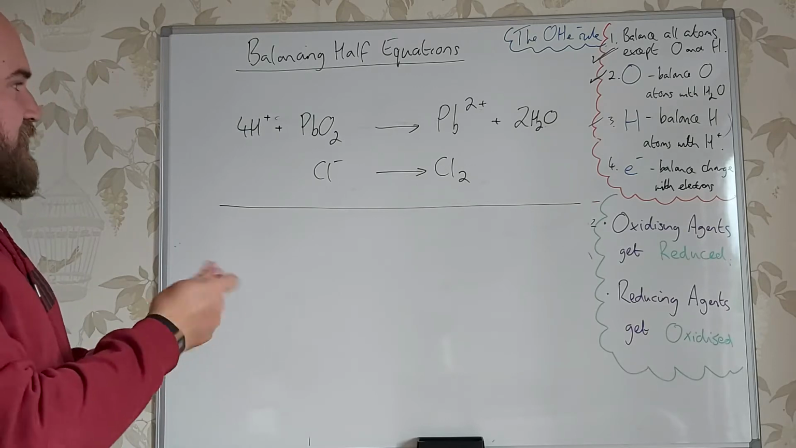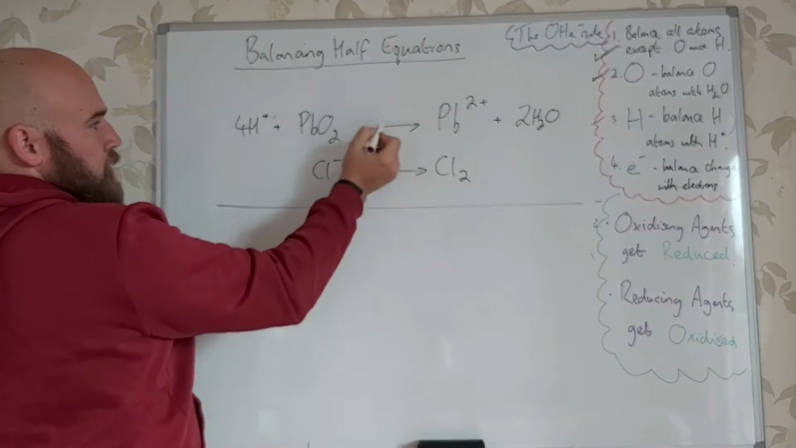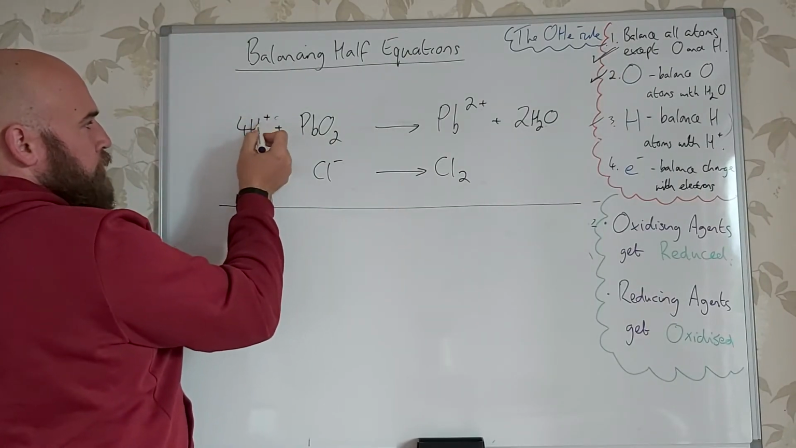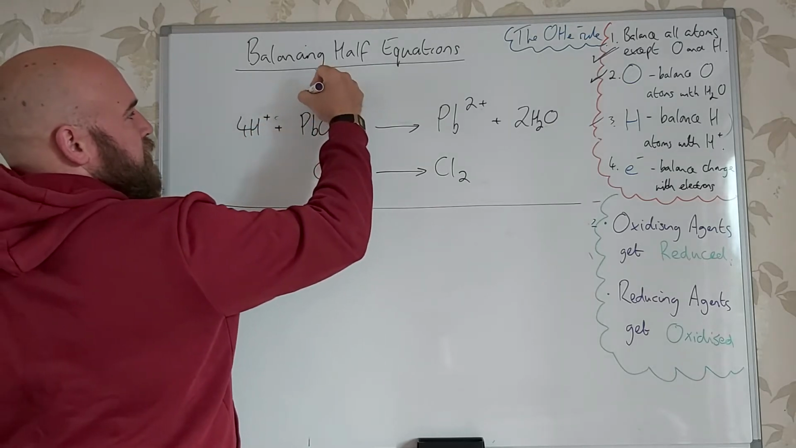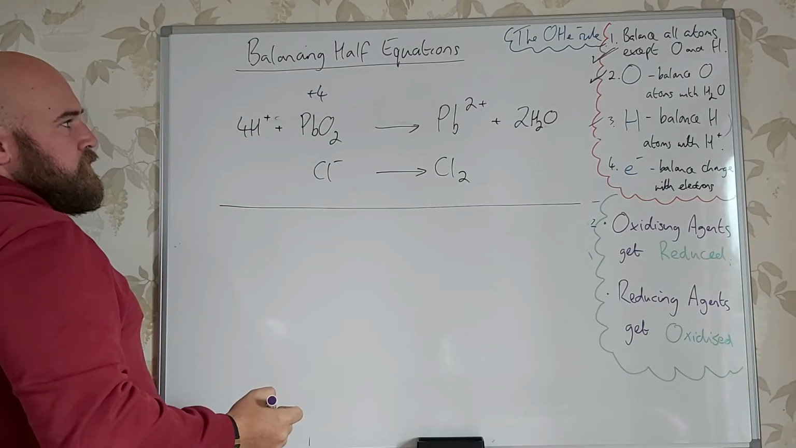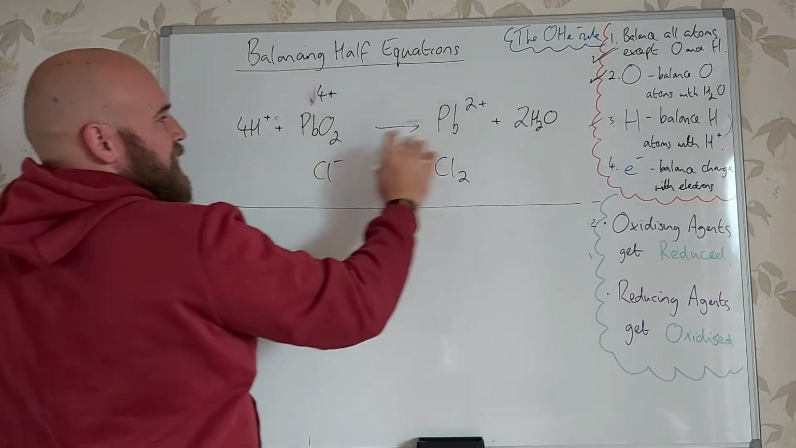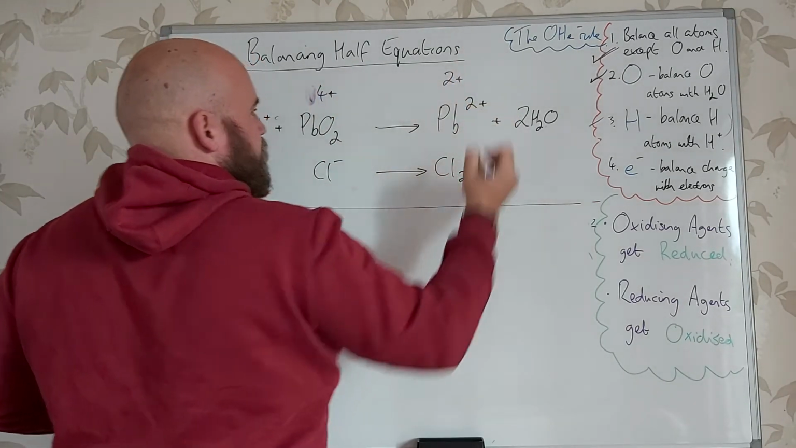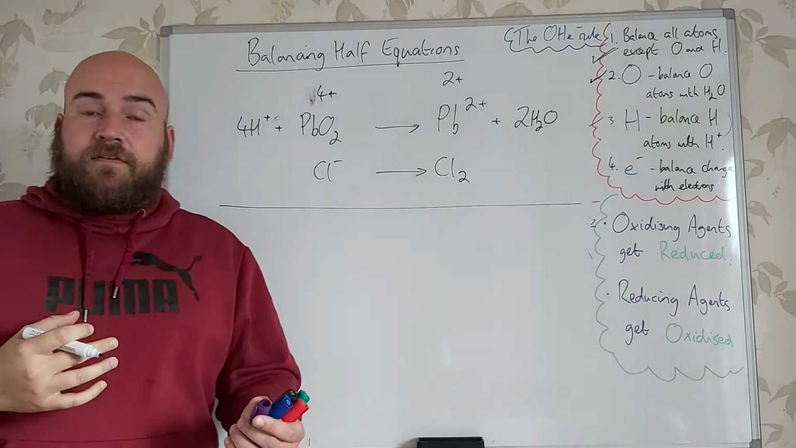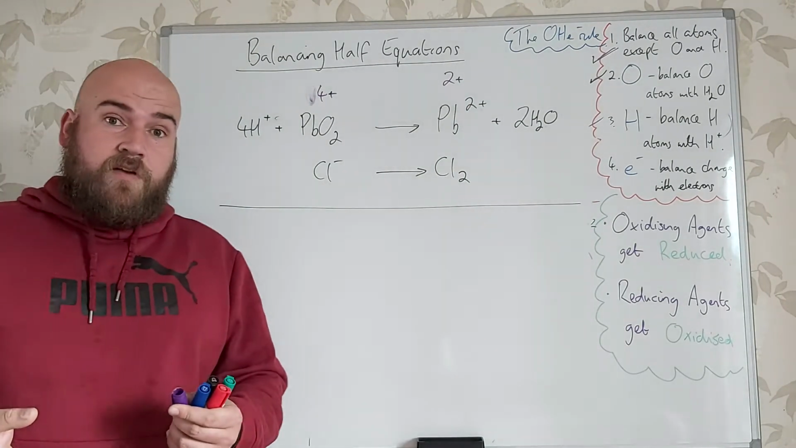So on the left-hand side, I've got a total of 4 positive species. So that's plus 4 in total. Or let's call it 4 plus for continuity. And on the right-hand side, I've only got 2 plus. So it's 4 plus on the left, 2 plus on the right.